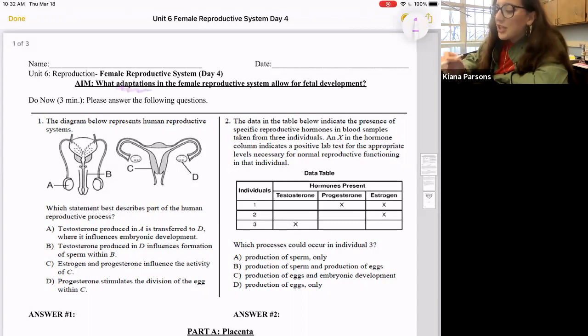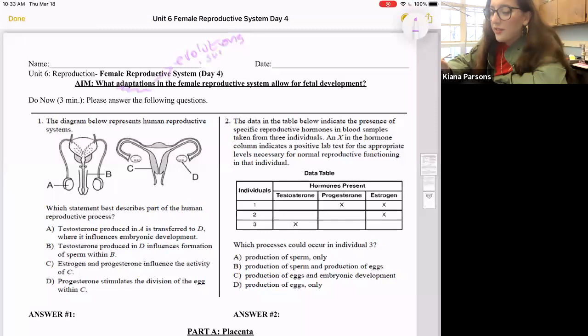So adaptations is a word that has to do with evolution. And adaptations assist in our ability to survive. So these adaptations assist in the mother and baby's ability to survive. And obviously they assist in reproduction because we're talking all about the reproductive system.